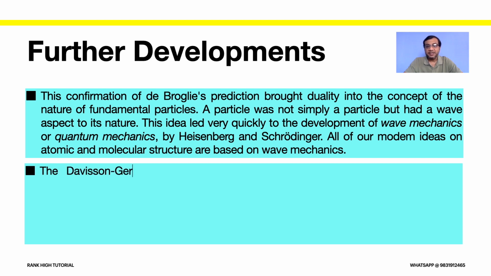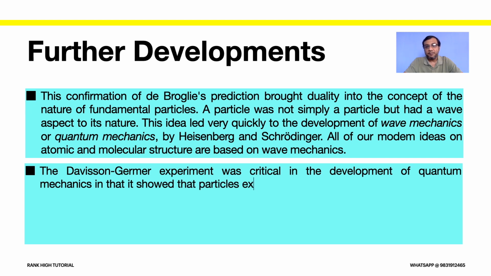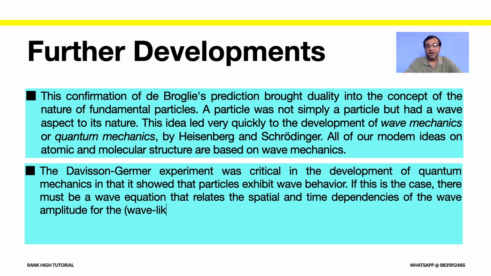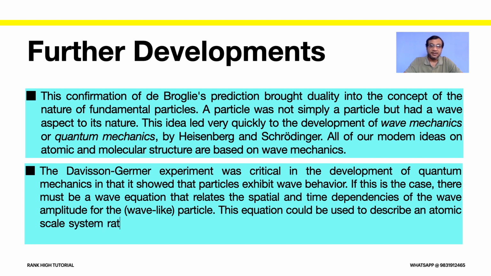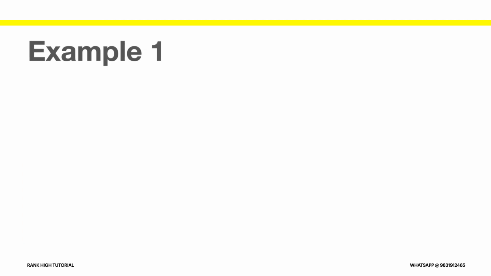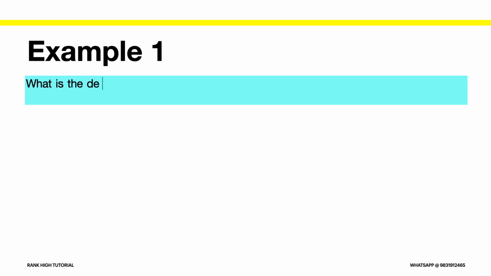The Davisson and Germer experiment was critical in the development of quantum mechanics in that it showed that particles exhibit wave behavior. If this is the case, there must be a wave equation that relates the spatial and time dependencies of the wave amplitude for the wave-like particle. This equation could be used to describe an atomic scale system rather than Newton's second law, that is force equal to mass into acceleration. It was Erwin Schrödinger who formulated this wave equation, which will be discussed in the respective lectures. Now we will do some problems that will help you to acquire a solid hold on this topic.